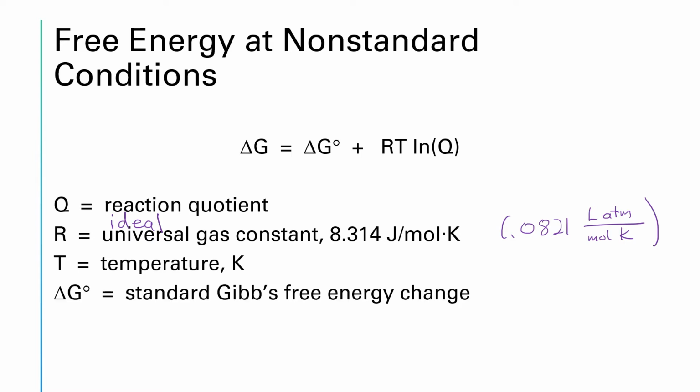And then delta G naught refers to the standard Gibbs free energy change. So check out this equation. We are saying that delta G without the naught, so delta G at non-standard conditions, is equal to our standard delta G naught, plus a fudge factor. This fudge factor is RT natural log of Q. So it changes depending on exactly what our conditions are.